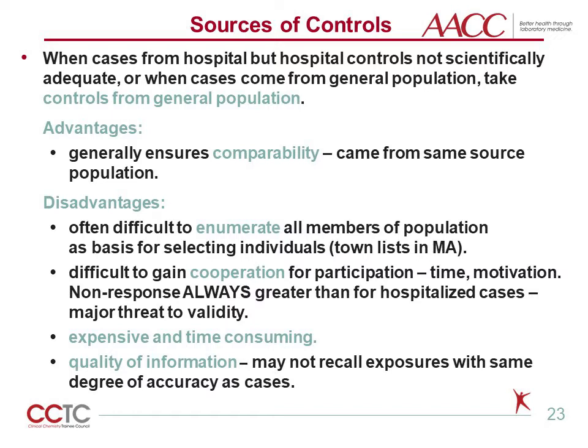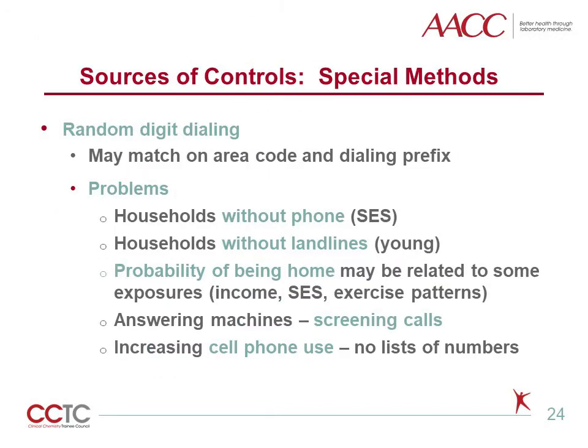It's also more difficult to gain cooperation. These are healthy people. They may be working multiple jobs. They don't have time. They're not as motivated to do this. And non-response is always greater than for hospitalized cases, which is a threat to the validity. So all in all, it's going to be more expensive. It's going to be more time-consuming. And it may not have as good quality of information because these healthy people who are living their lives in the community may not recall the exposures as well, or may not be motivated to recall the exposures with the same degree of accuracy as the cases do.